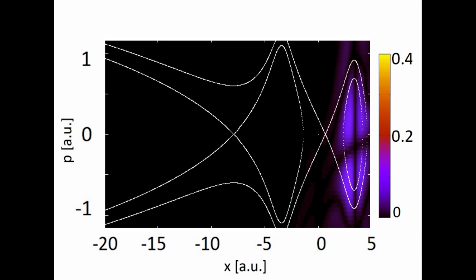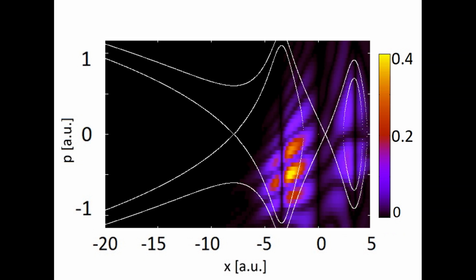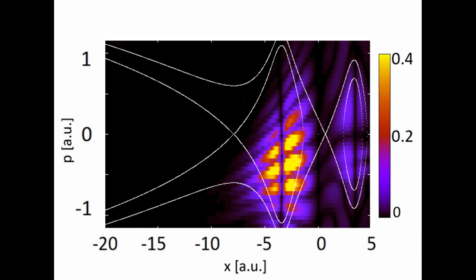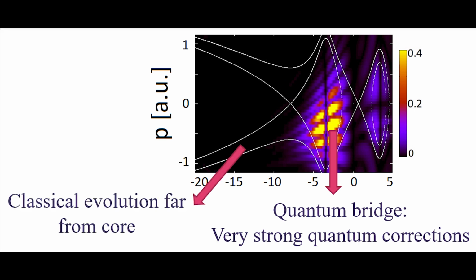In contrast, when using an initially localized wave packet, we see that the quantum corrections start out very weak and build up over time and become extremely strong around the quantum bridge. We also note that they are completely absent around the semi-classical pathway. This all shows that the quantum bridge is a highly non-classical phenomenon.